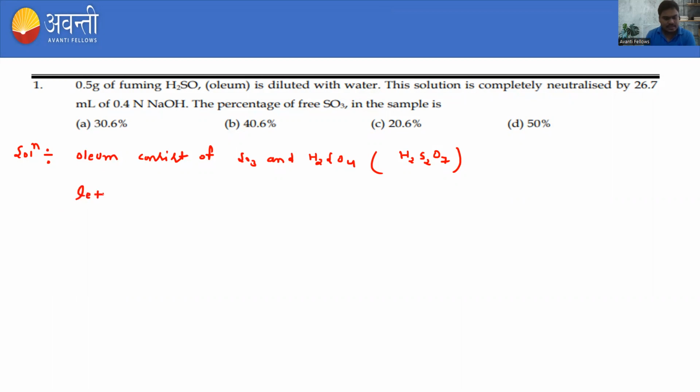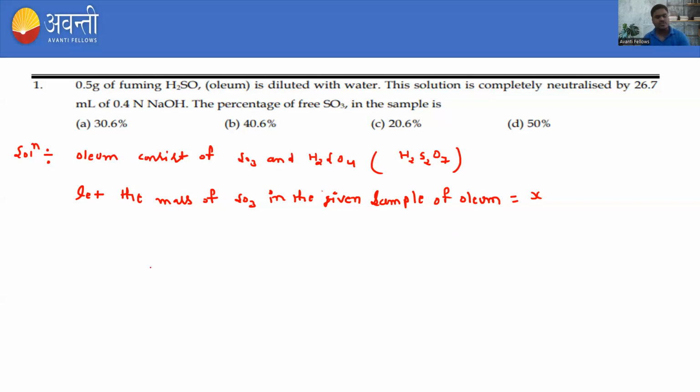So let the mass of, because we have to calculate the percentage of free SO3 in the sample, right? So let the mass of SO3 in the given sample be... let's calculate the mass of the SO3 in the given sample of oleum. Right, तो इसको assume कर लेते हैं. So the mass of SO3 is nothing but x.